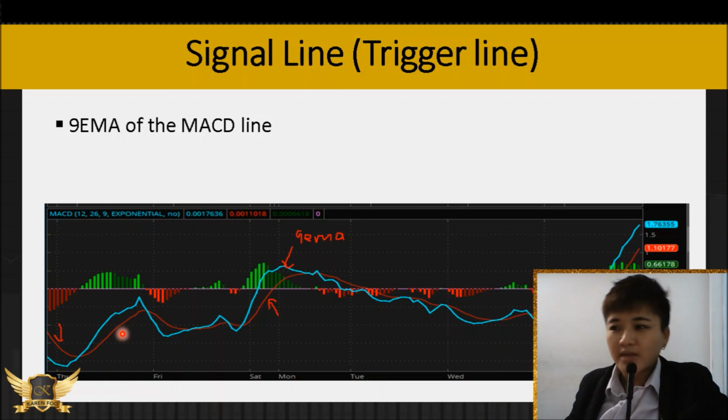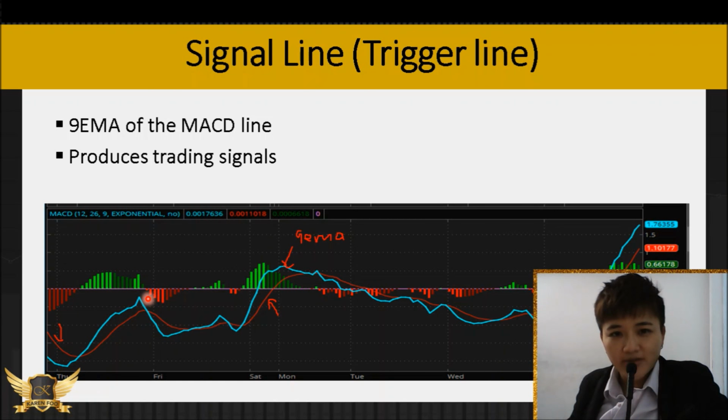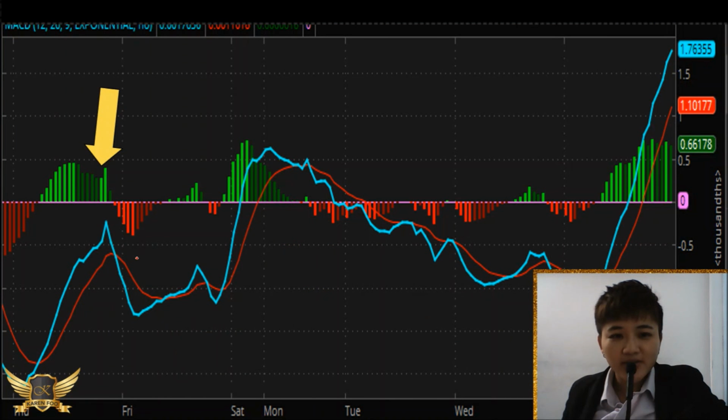There's a lot of debate on whether this is a lagging indicator or a leading indicator. Some people say it's lagging, some people say it's leading. I would say it's a little bit more towards a leading indicator, even though it's taking the 9 EMA of two lagging indicators. You know what I'm saying? So what the trigger line does for you is that it produces trading signals. How does it give you trading signals? Later on, I'm going to share with you a couple of ways that you can use the MACD and the signal line together.